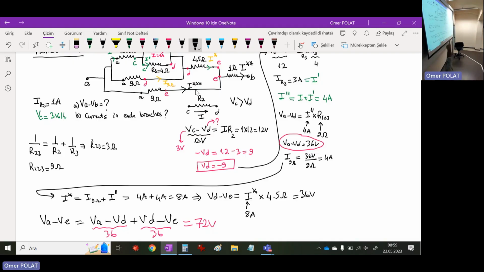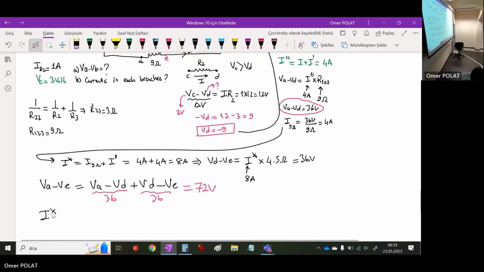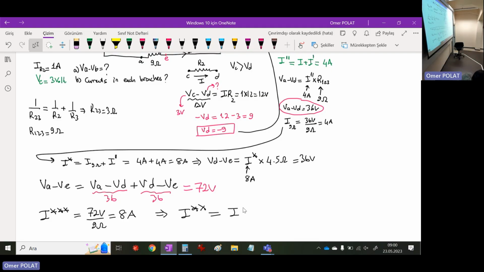This is I3 star current. So I3 star is 72 over 9. I3 star, 72 volt over 9 ohm, is 8 amp. Then the total current I double star is I3 star plus I star. This one 8, this one 8, 16 ampere.